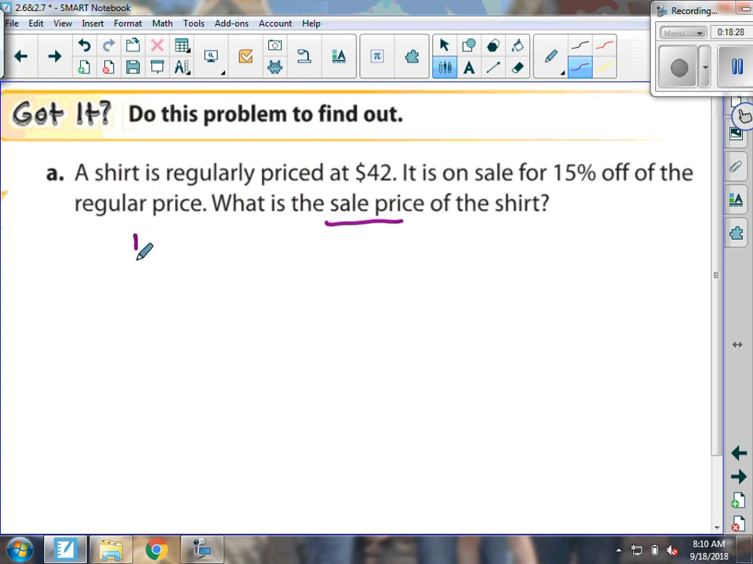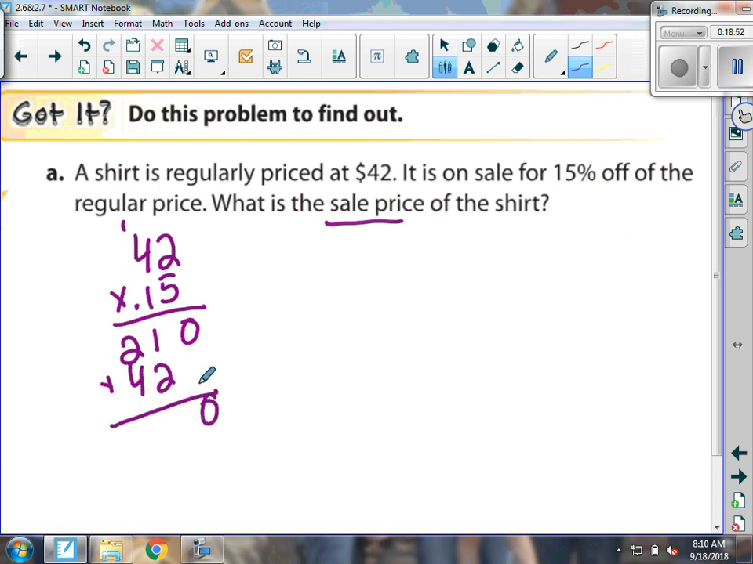Okay, so we're going to multiply 42 times 0.15. So 5 times 2 is 10. 5 times 4 is 20, plus 1 is 21. 1 times 2 is 2. 1 times 4 is 4. I add my numbers together. 2 plus 1 is 3. 4 plus 2 is 6. And I have two decimal places. So I have $6.30. What do I do with this?